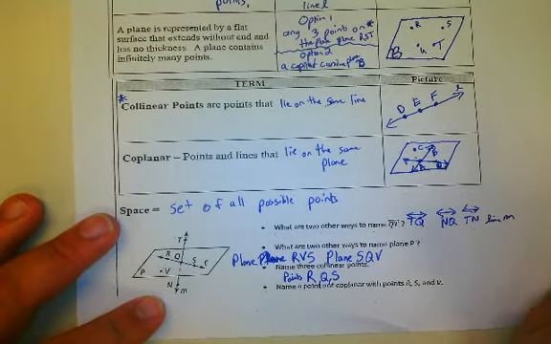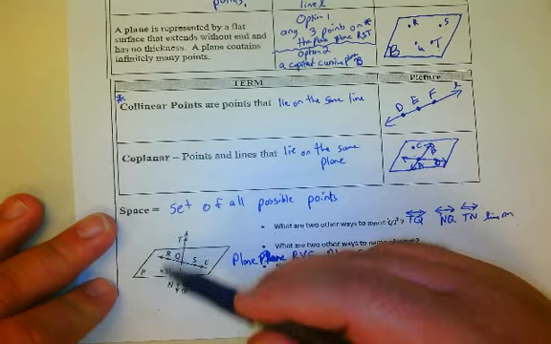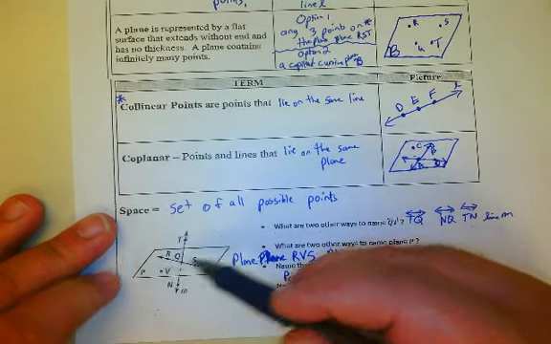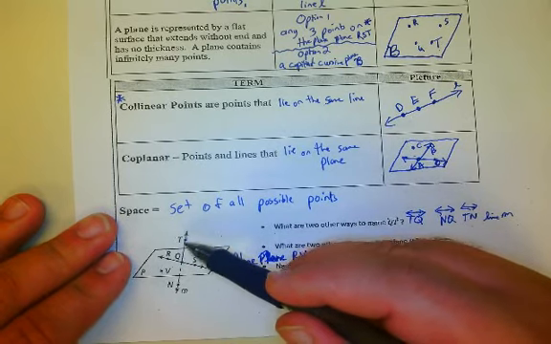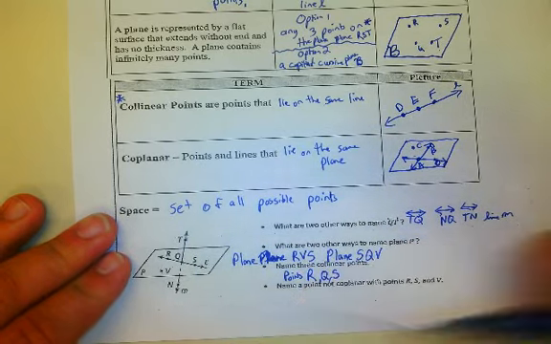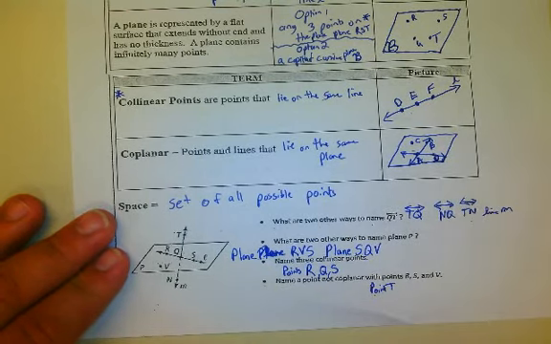Name a point not coplanar with points R, S, and V. So we got to pick a point that is not on this plane. And there's 2 of them that are not touching this plane. It's point T and point N. And you can just pick either one. We do need to put point and the capital T.